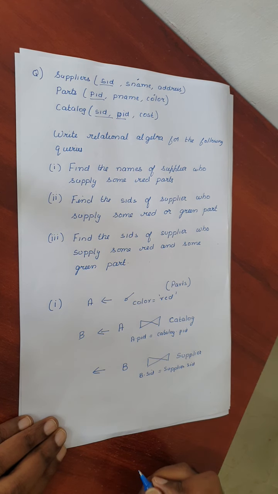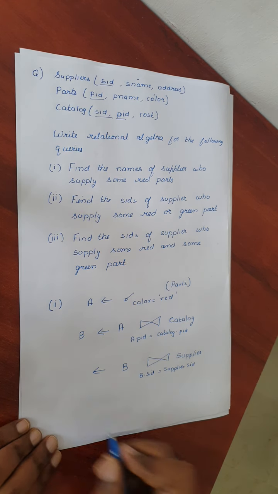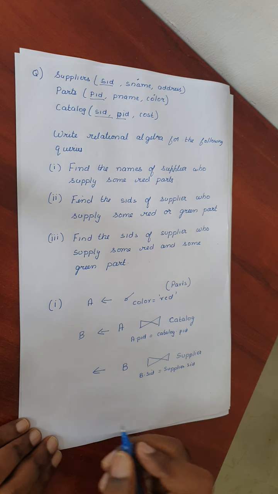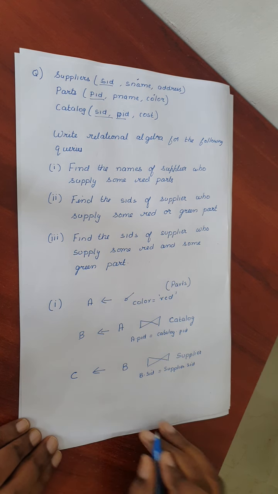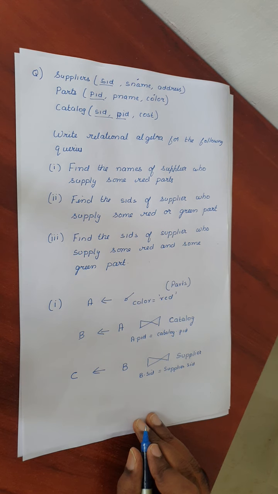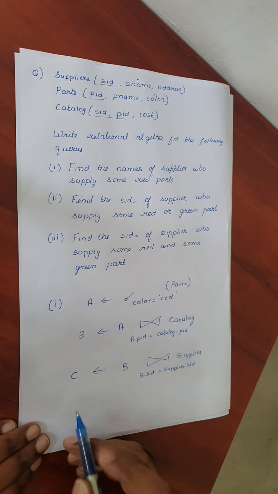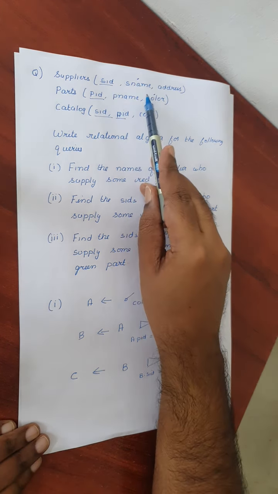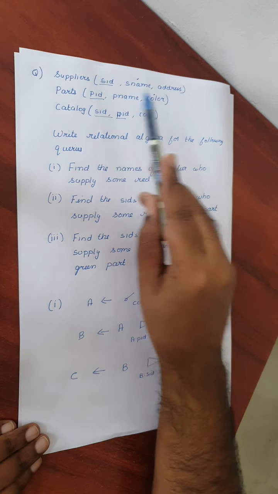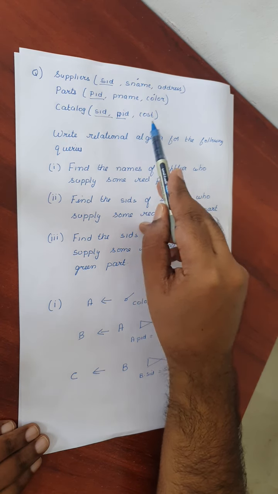So this will be stored in another intermediate result relation C. So C contains all the attributes: SID, SName, address, PID, PName, color, cost.